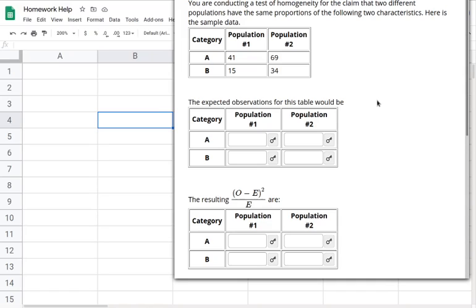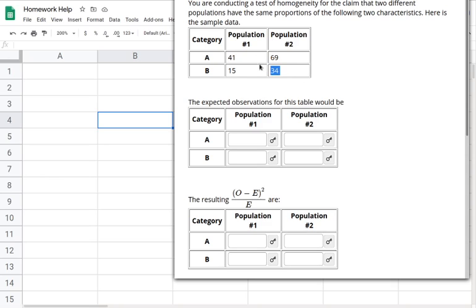In this example, we're going to conduct a test for homogeneity for the claim that the two different populations have the same proportions of the following two characteristics. So we've got a population 1 and a population 2 and characteristics A and B. So this could be eye color and hair color, for example.